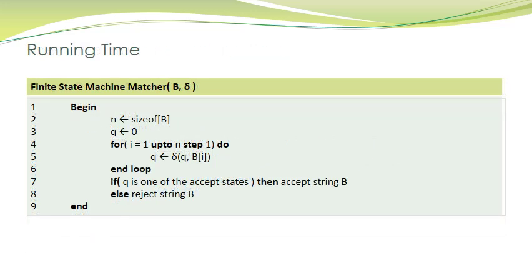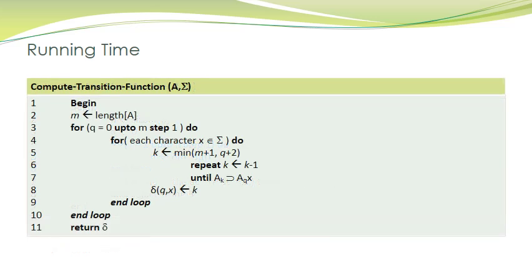So what is the running time of our FAM algorithm? We'll start by looking at the finite state machine matcher. It's easy to see that lines 4 to 6 will be run size of b or n times. So this part of our algorithm has order n. Now we need to look at our compute transition function. If we assume we are using a very poor string matching algorithm to check if AK is the suffix of AQX that needs to compare all characters in AK to the last k characters of AQX, this line has an order of k.